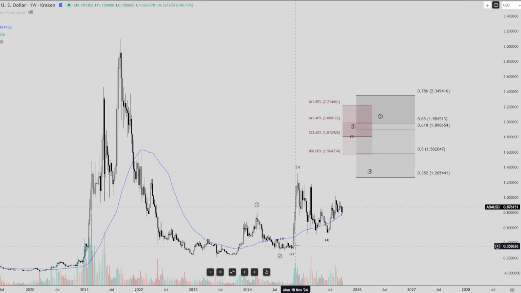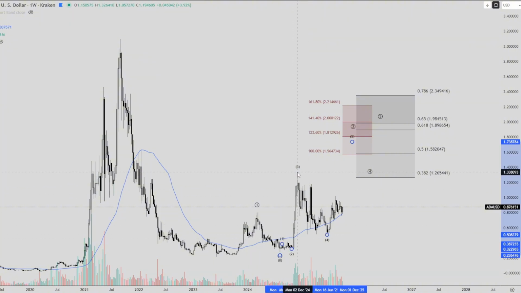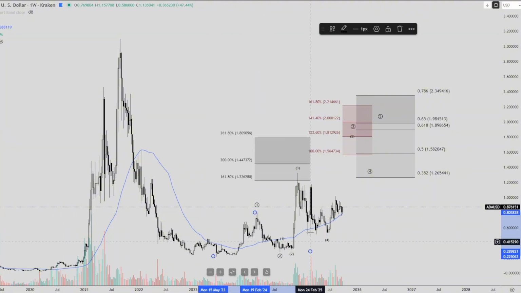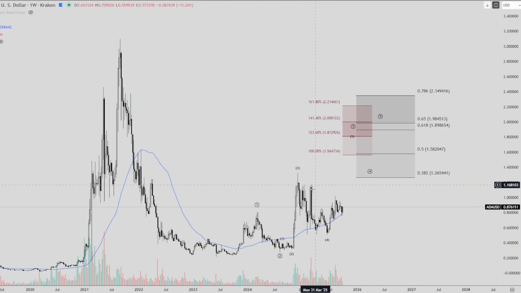And judging by how it looks, it is completely parabolic. It is one straight line to the upside. It would kind of fit. This is how a wave 3 actually should look, right? It even hits the targets that we are expecting, the 1.618, even the 200%. So you could argue this is actually a wave 3.